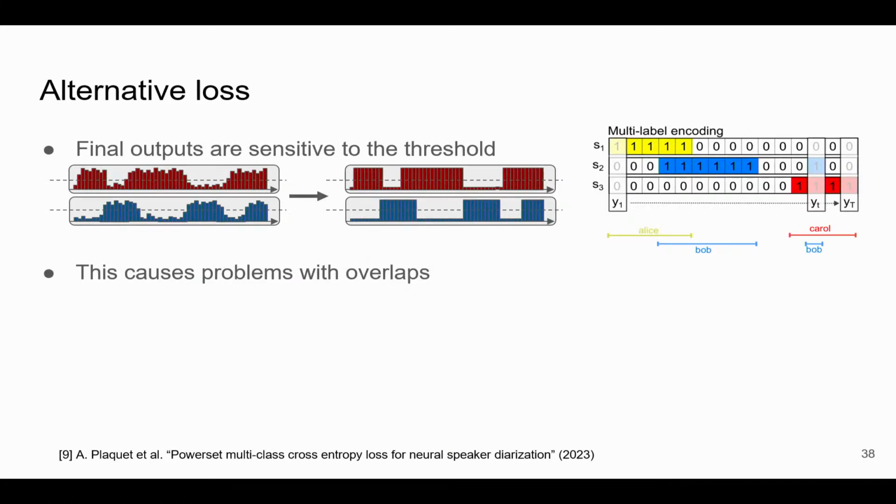Now, there are different ways of doing these losses. I mentioned binary cross-entropy, a standard way. The one that has been used for quite some time is what can be called multi-label encoding.